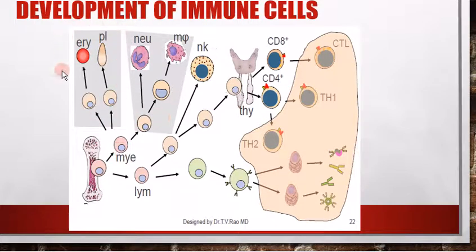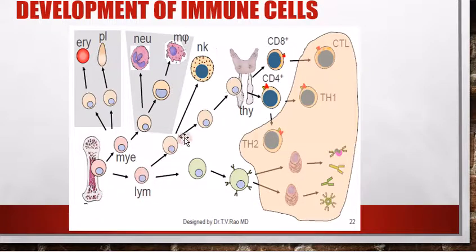One is RBCs, that is red blood cells, and then platelets are formed by the myeloid cells. Myeloid cells also form the macrophages and neutrophils. Okay, so these two cells are the defense cells. Myeloid cells form macrophages and neutrophils. Please keep that in mind.